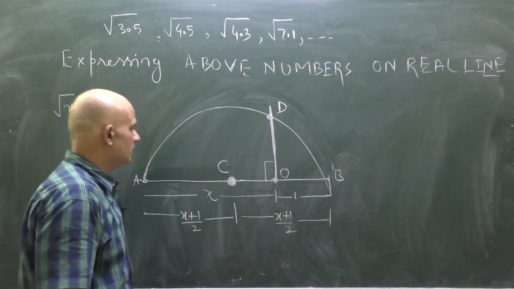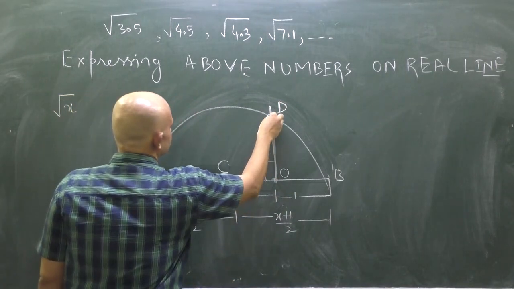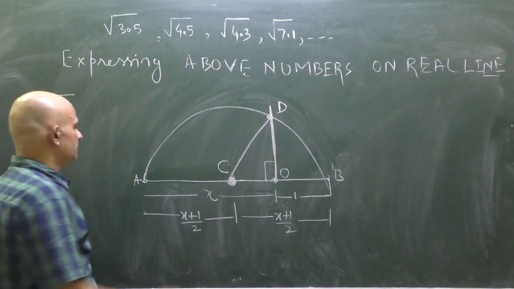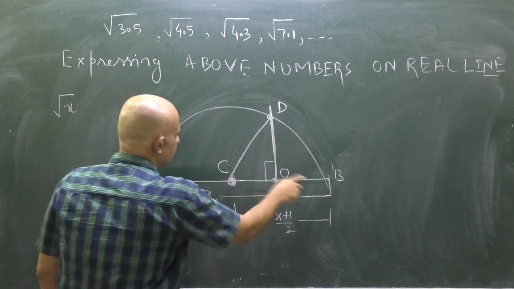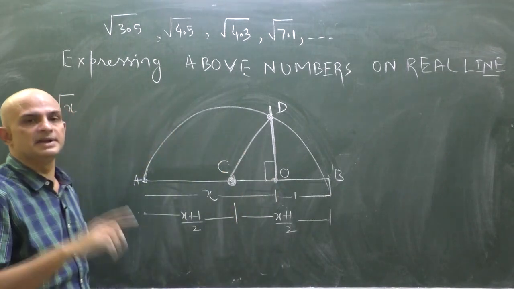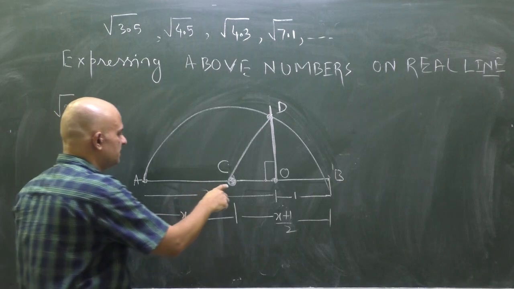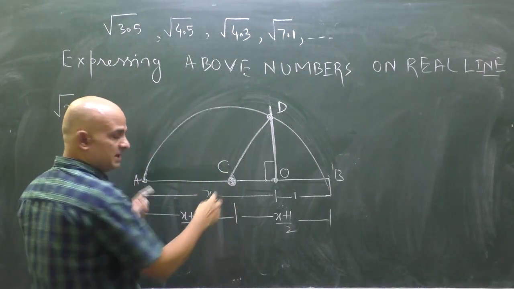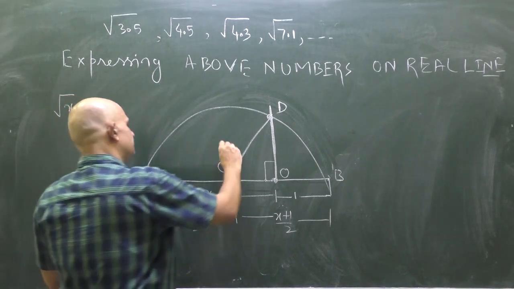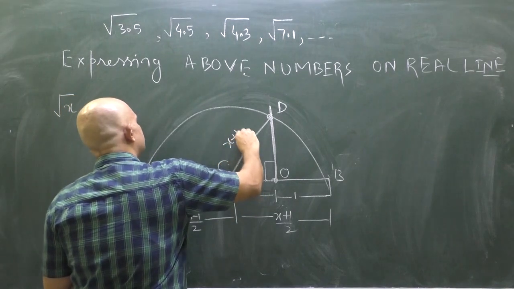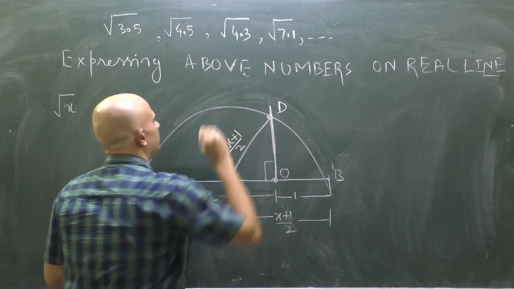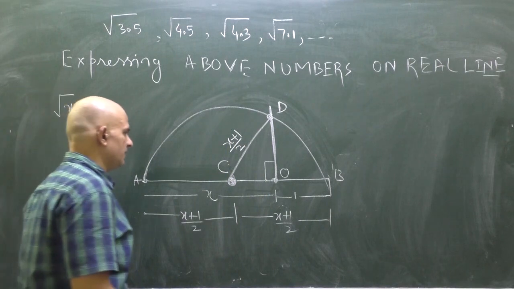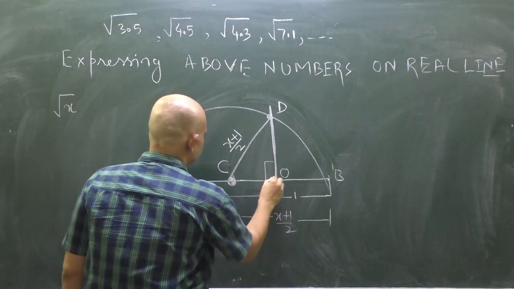What is CD? You can see CD is a radius. CA, CB, CD all are radii. So CD is a radius, and the radius we have considered is (x plus 1) by 2. Therefore CD is (x plus 1) by 2.